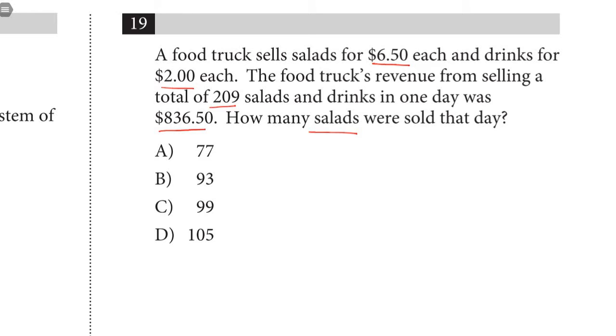So really what you want to do is recognize right away that you're dealing with two sets of variables, salads and drinks. And when you have two variables and you're trying to know one of them, you want to set up two equations. Two variables, two equations. And the equations that we can have are the following.